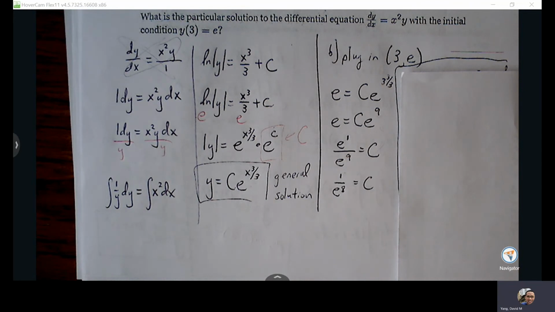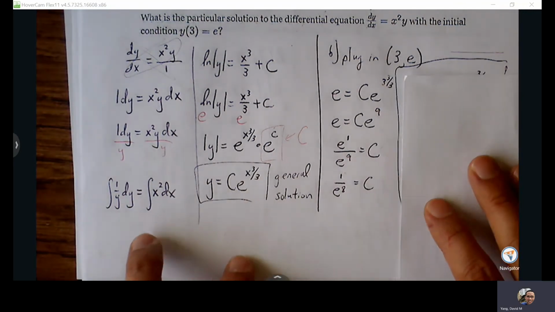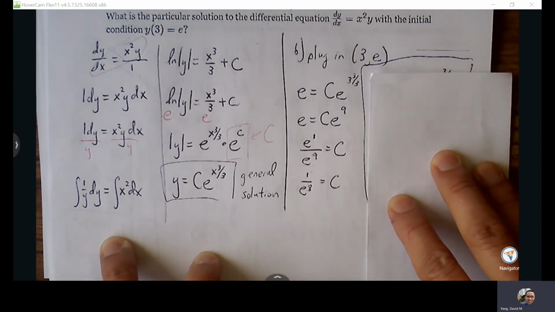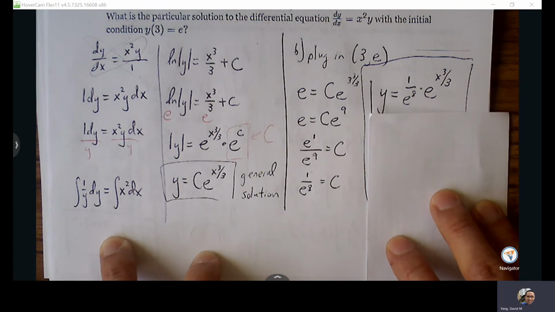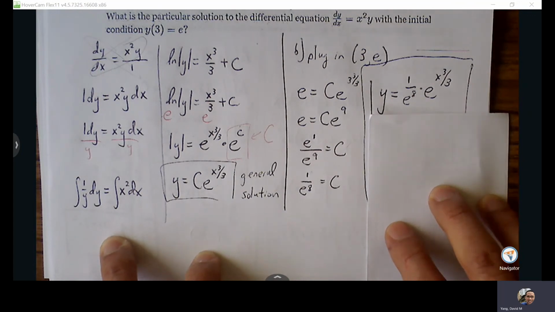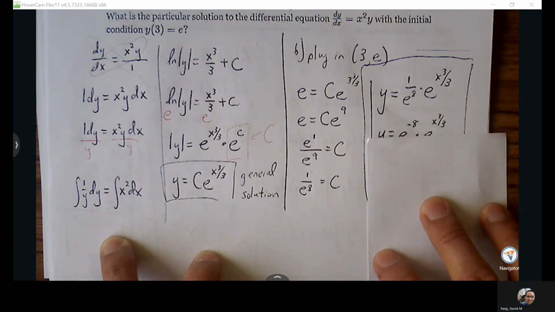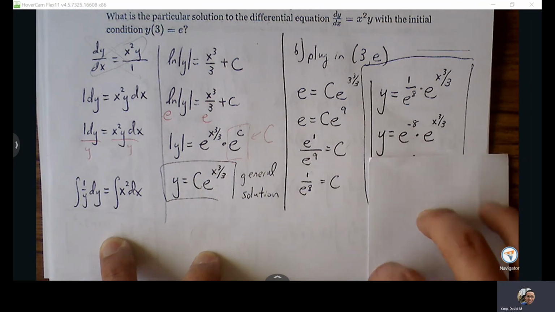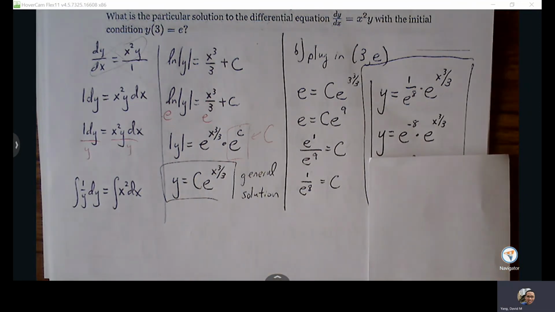So we can merge them together. Either we can bring that 9 up to the top and make it e to the 1 minus 9, which is negative 8, or bring the e down to the denominator, 1 over e to the 8th. It's really up to you. So once you have whatever C value variation you have, you can now insert it into your equation. So either form is fine, right? You can either have it as e to the negative 8 or 1 over e to the 8th.